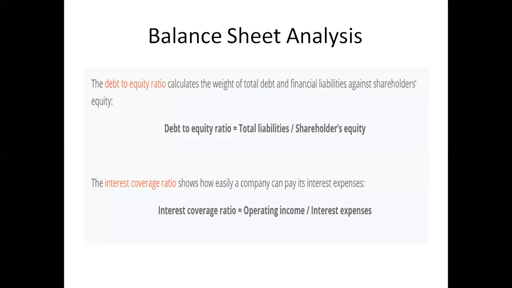Now it is operating income, which is generally earnings before interest and taxes, EBIT, divided by interest expenses. How much of that is available and how much interest is to be paid? Say your EBIT is 10 lakhs and your interest expenses is 1 lakh. So 10 lakhs divided by 1 lakh is 10. That means you still have enough money after providing for the interest.